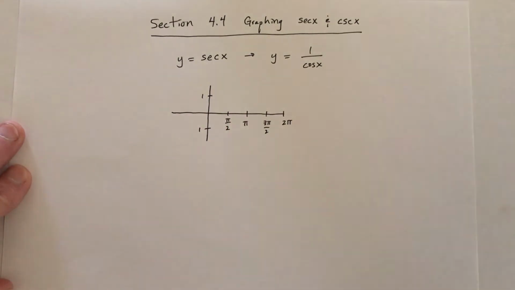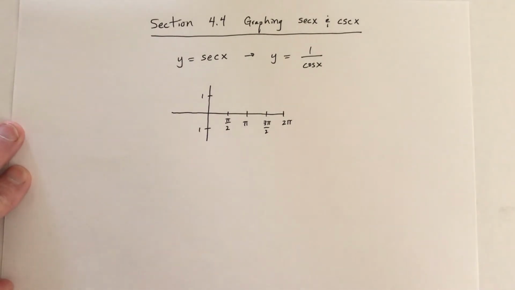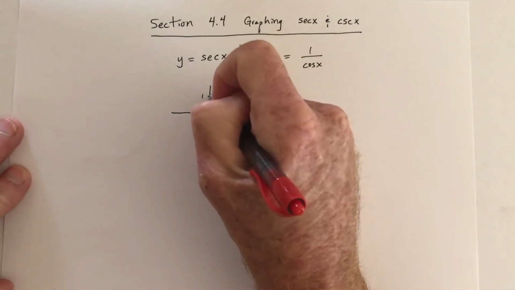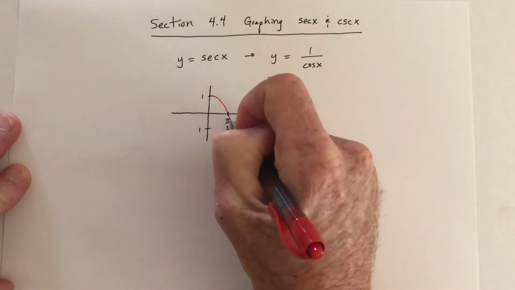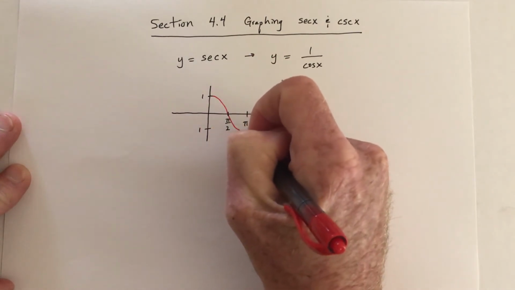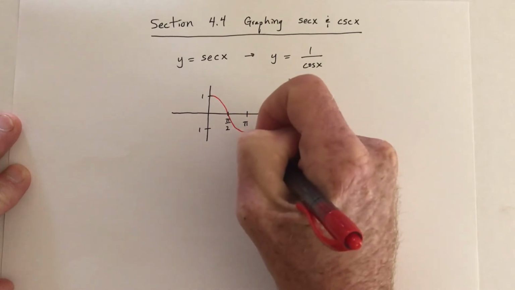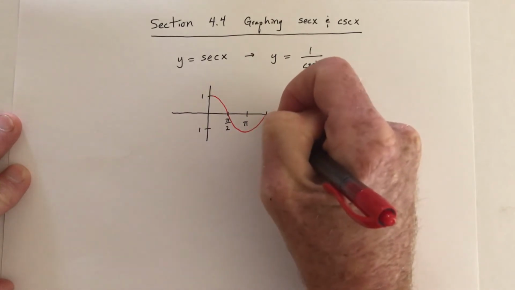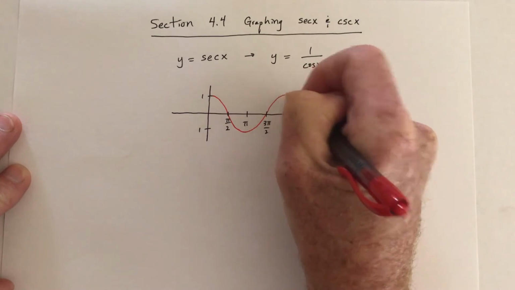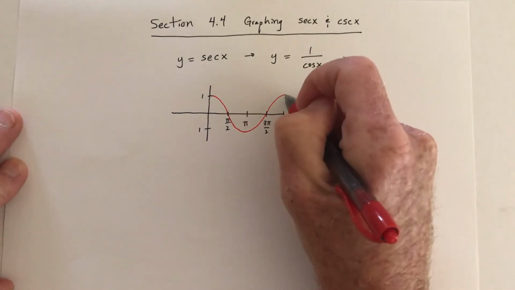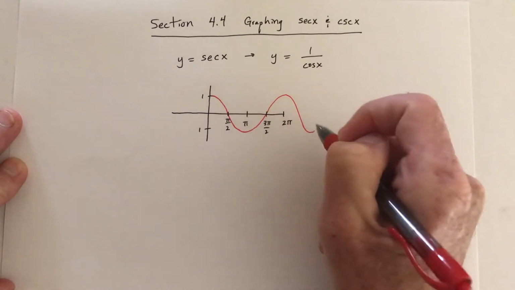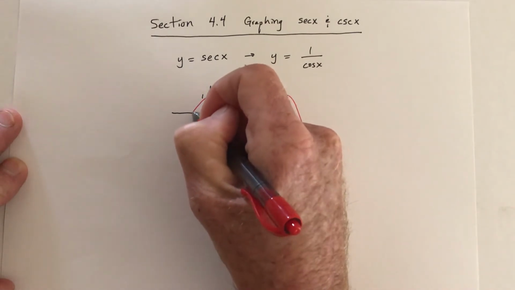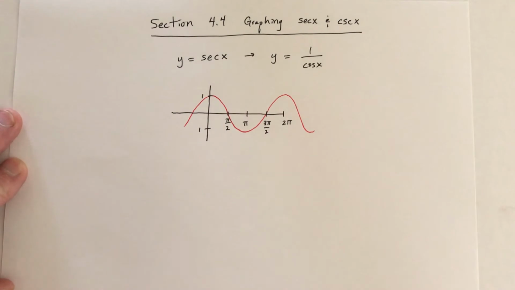And then, let me use my red pen. Cosine would start here, and then it's going to hit the x-axis at pi over 2. It goes down to negative 1. It's going to hit the x-axis again at 3 pi over 2, and then it goes up to 1. And then, of course, it keeps going in both directions. Okay, so that's just the cosine.